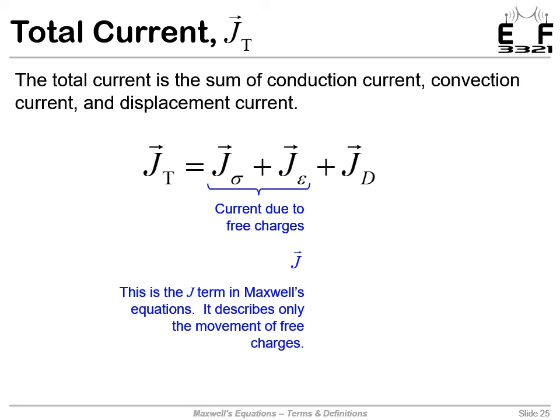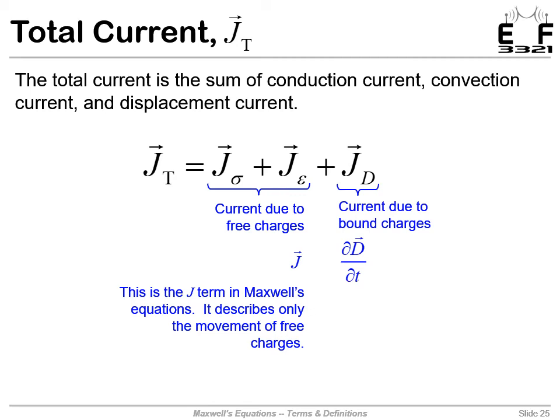Now in Maxwell's equations, you will see just a J term. And in fact, the J term only includes two of the types. It includes the conduction and the convection. Now what's unique about those and different than the displacement current is that these two forms of current are due to free charges. The charges are not bound to a nucleus. They're free to move around. So the J term of Maxwell's equations, we'll call that the free charge current.